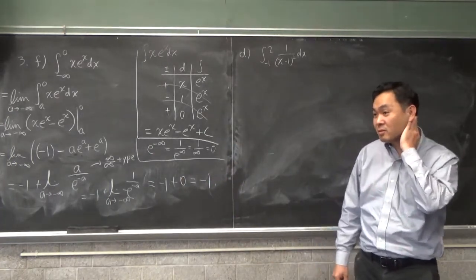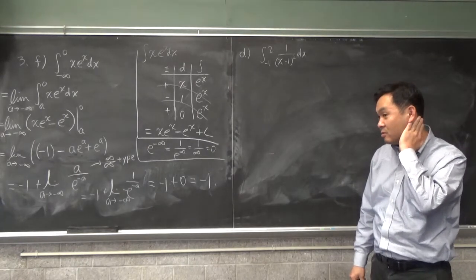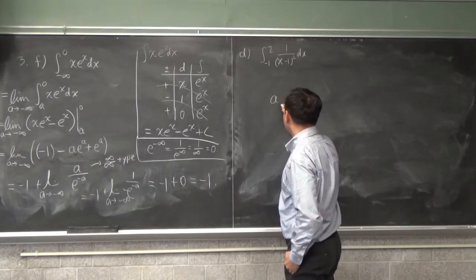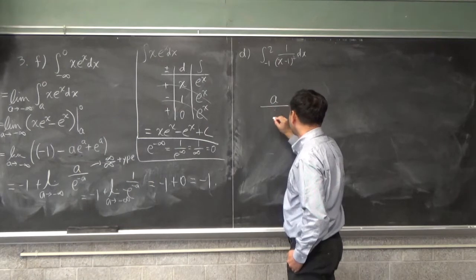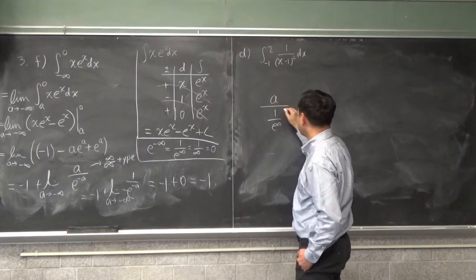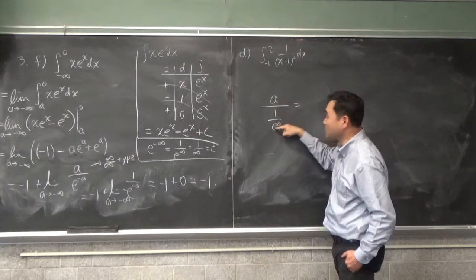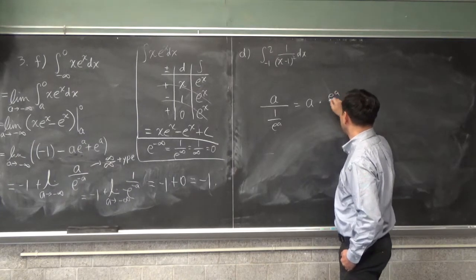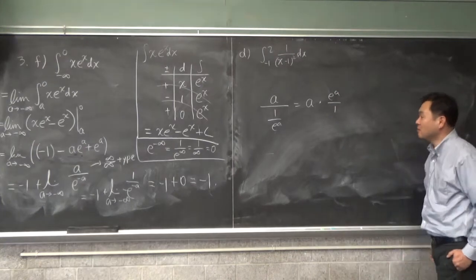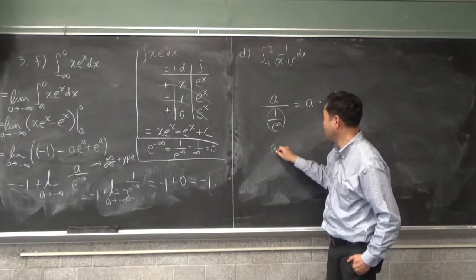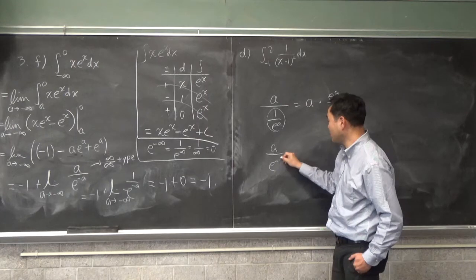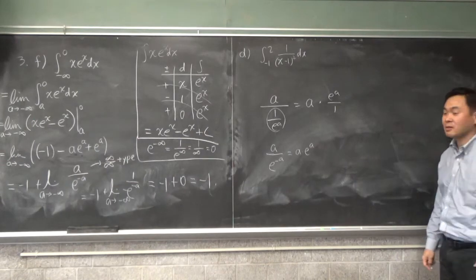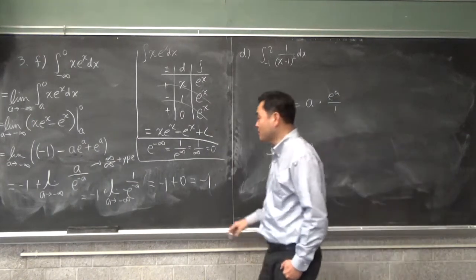I have one question. How are we just able to shove the e to the a down there and make negative a? Well, it's like dividing by a fraction. Here's a tip. If you have this division, if you divide by a fraction, keep, change, flip. But what is this? 1 over e to the a is e to the negative a. They're equal.